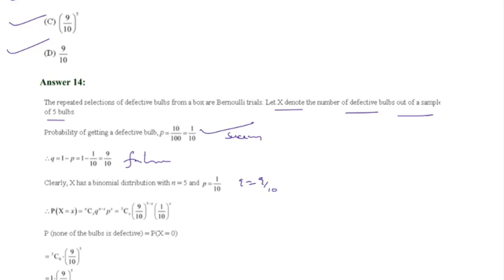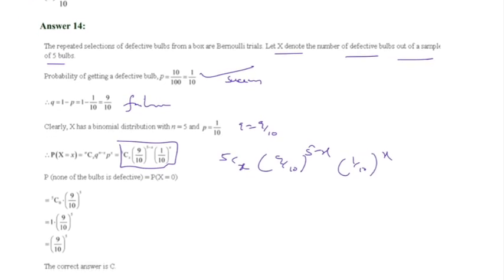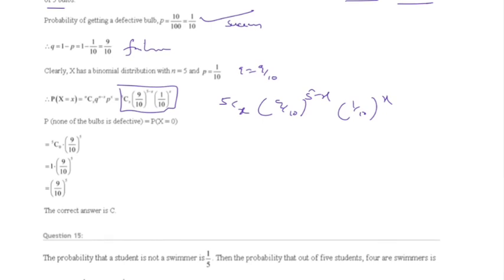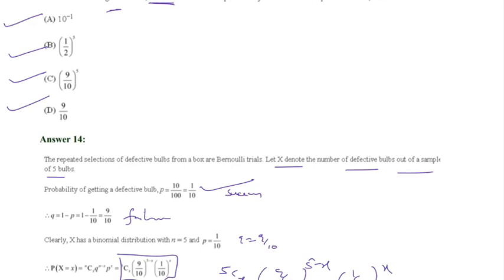So on substituting the values we have 5Cx, 9 by 10 to the power of 5 minus x, 1 by 10 to the power of x. None of the bulbs is defective means we have to find the probability for x equals 0. So there are 0 successes. 5C0, and 9 by 10 is a failure, to the power of 5. 1 by 10 to the power of 0 is 1 only, and 5C0 is 1. So 9 by 10 to the power of 5 is the required answer. The correct answer is what? C will be the correct answer.